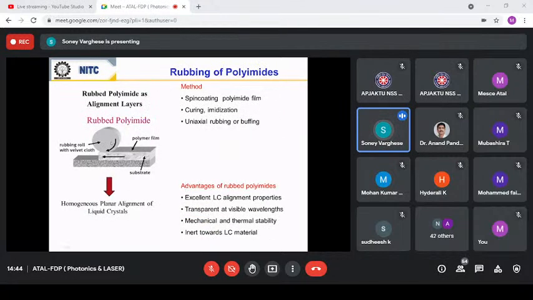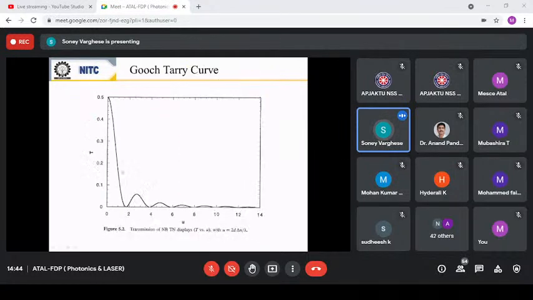Right. So this is the rubbing process we do. This is the polyimide film, which is rubbed using a rotating system. But of course, if you don't have this facility, you can just take a velvet cloth and rub, and you can control the alignment of these molecules.